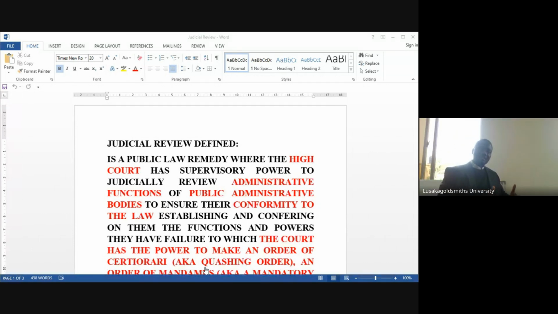So that is about illegality. The ground of illegality will always attract the relief of order of certiorari. Quashed. The decision made will be quashed because the body that made it didn't actually have the legal authority to make it. The court will quash. The court will grant or will order certiorari.